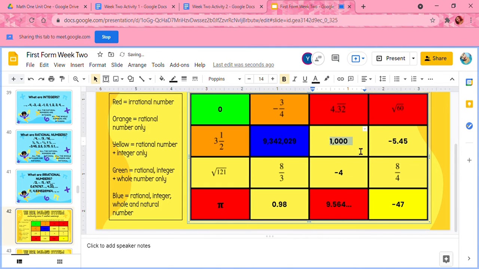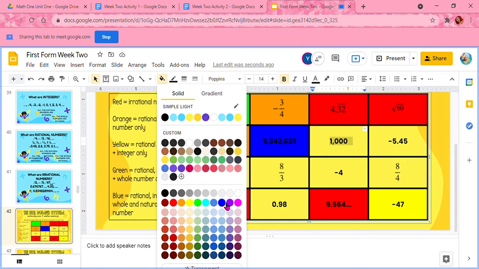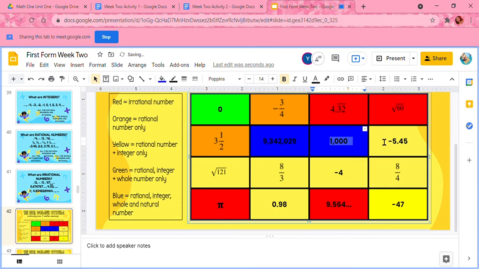Okay. What about 1,000? What kind of number is 1,000? Whole number. What else? Rational, integer, and natural. Very good. So what color? Blue. Very good.